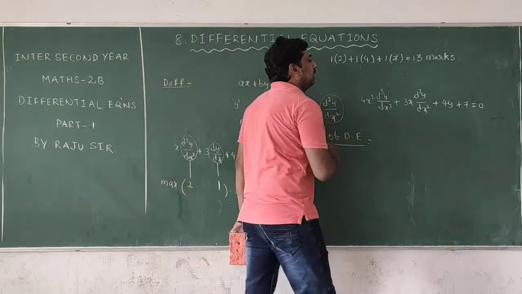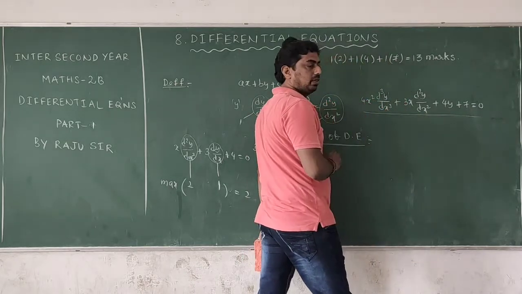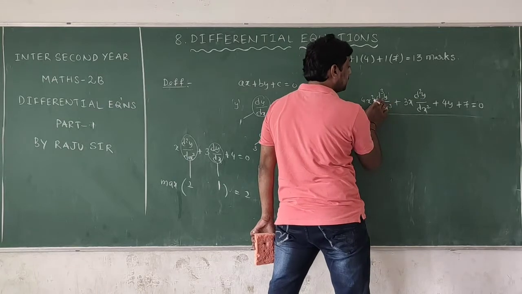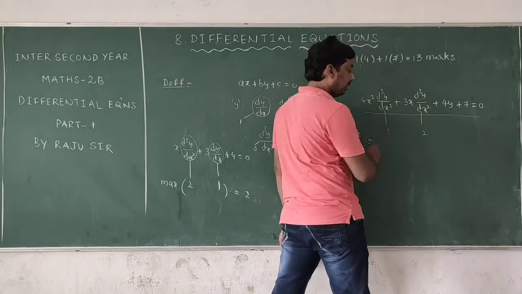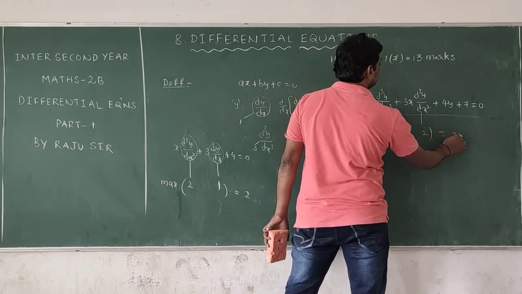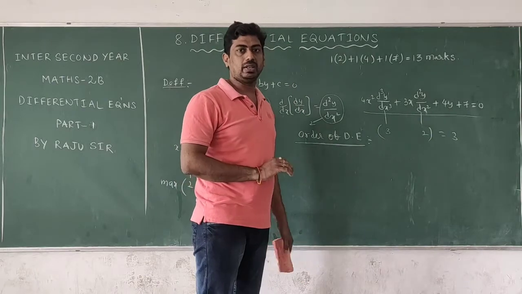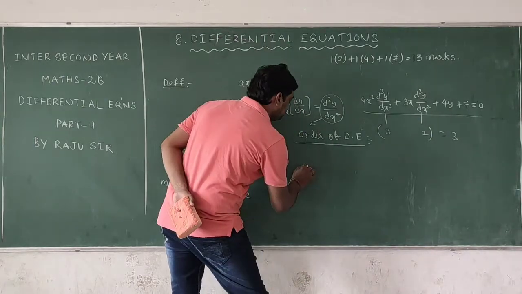Right. I will take another example. Here is one differential equation. Here we have two terms. The order of this derivative term is 3. This one is 2. The maximum of 3 and 2 is 3. That's why this is a third order differential equation. Any more doubts on this one? Very good. Let us take another example.